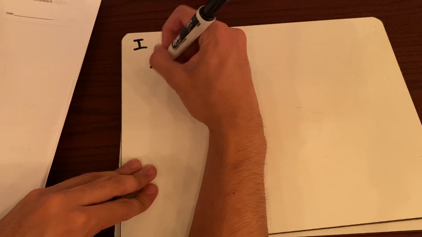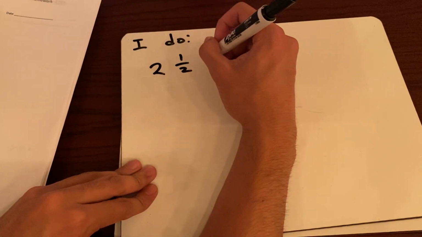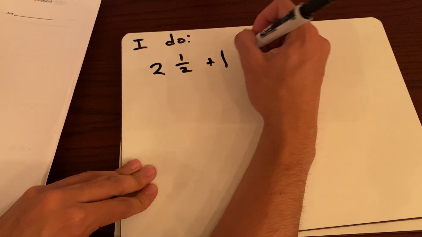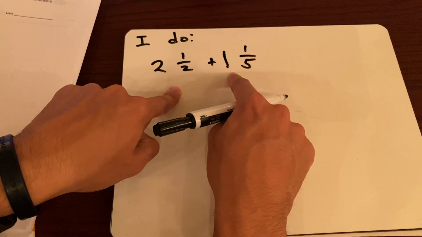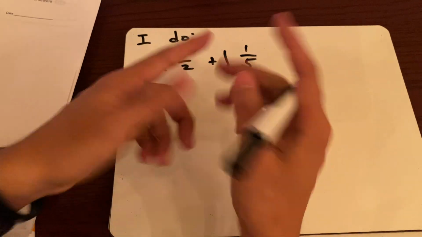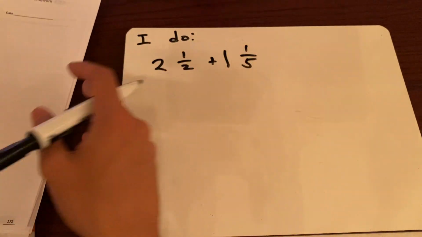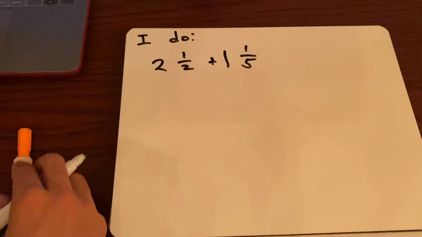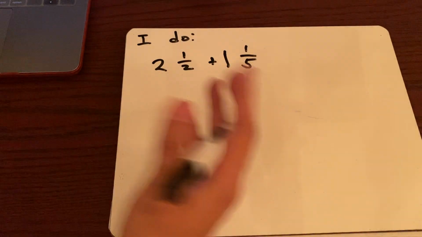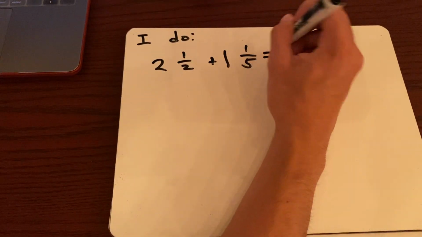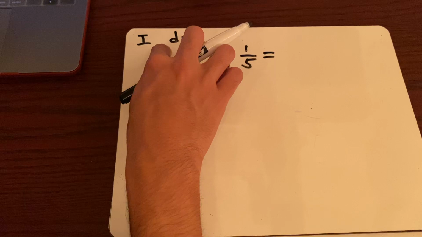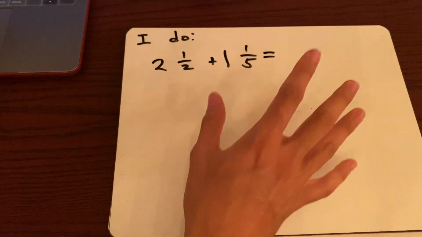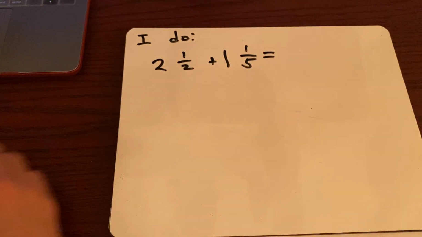So this is what I mean. This is an I do. Let's say I have 2 wholes, 1 over 2 plus 1 whole, and 1 over 5. Now I have two mixed numbers, this one and this one. But it's actually the same thing, all right? Kind of. Same steps, I should say. Okay, so please make sure that you're copying this down in your notebook or wherever you're taking notes. This is an I do. So just watch, listen, and copy this down, okay?